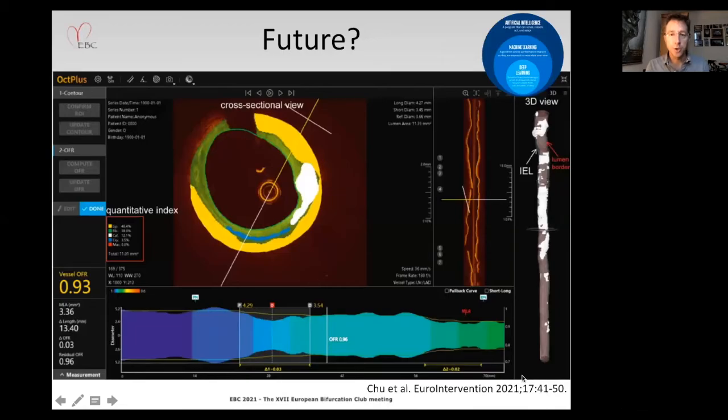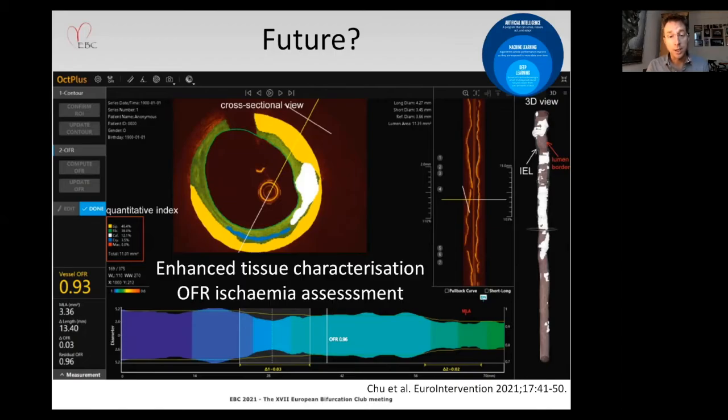So what does the future hold? Well, there's some really exciting technologies available. This was recently published in Eurointervention from a Chinese group here highlighting enhanced tissue characterization, being able to delineate lipid, fibrous tissue, and calcium, and then also superimposing a remodeled vessel contour for the purpose of achieving an OFR ischemia assessment, maybe both pre and post stenting.